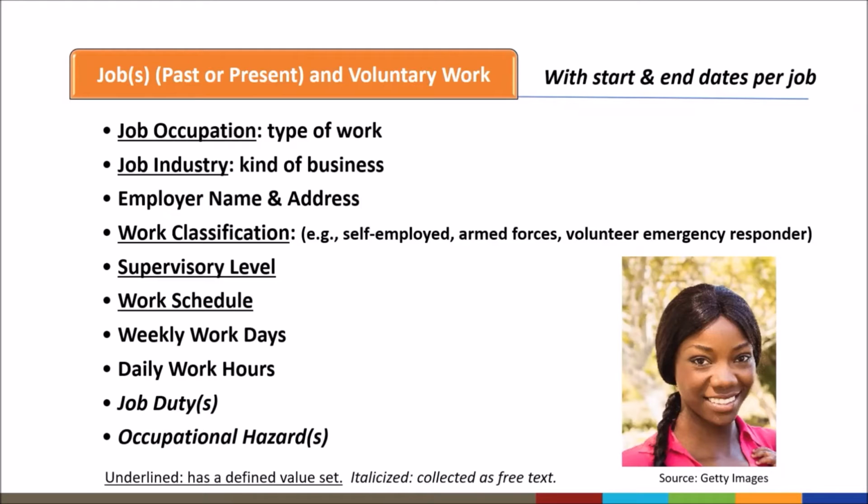Some organizations might want to collect and use additional job elements. For example, if someone is involved in diabetes management, they might want work schedule, as we have already discussed. We did not define value sets for job duties and occupational hazards in ODH, but it is something we want to look at in the future.